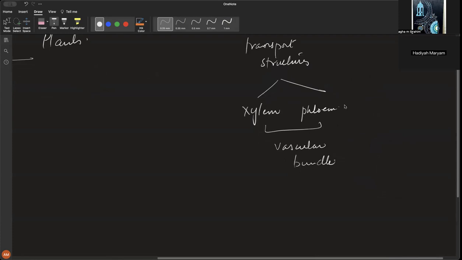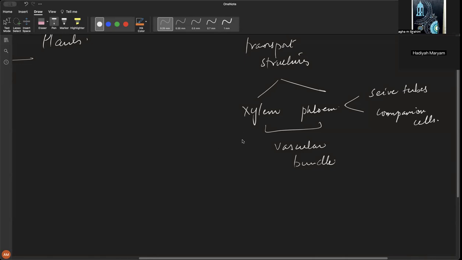So phloem has two components. It has sieve tube elements, sieve tubes, and companion cells. All right. This is the mind map that we are going to be going through in this topic.